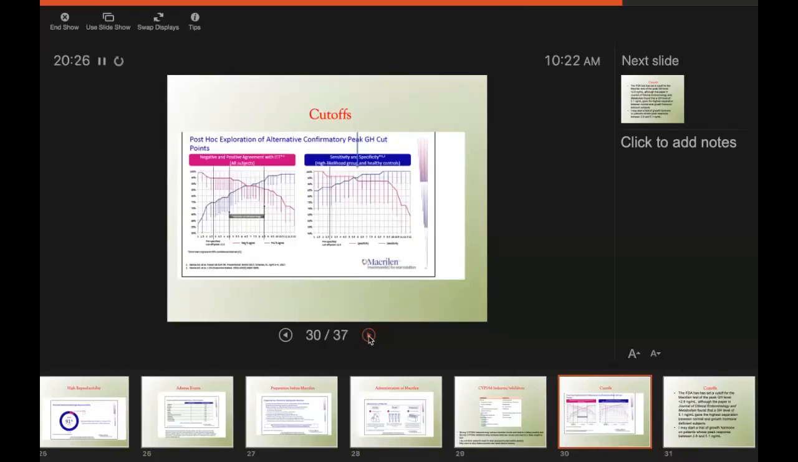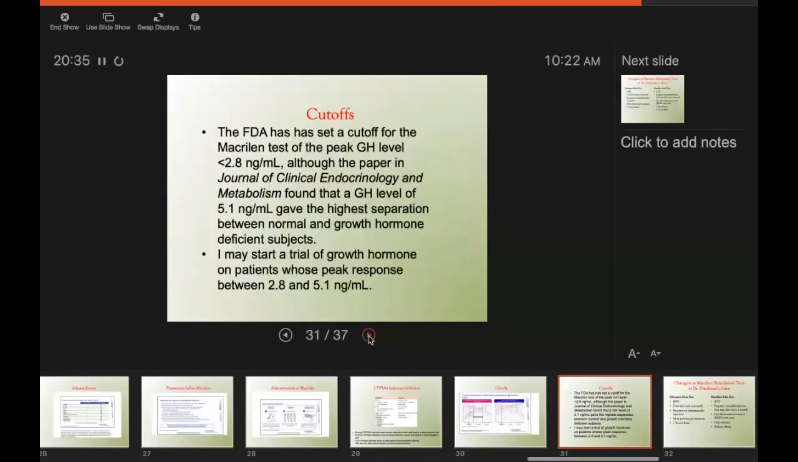However, the FDA didn't want people diagnosed with growth hormone deficiency who don't have it, so they wanted to be extra cautious and used the 2.8 cutoff. So the FDA has a cutoff of 2.8 for the test, although the paper in JCEM found that a growth hormone of 5.1 gave the highest separation between normal and growth hormone deficient patients.